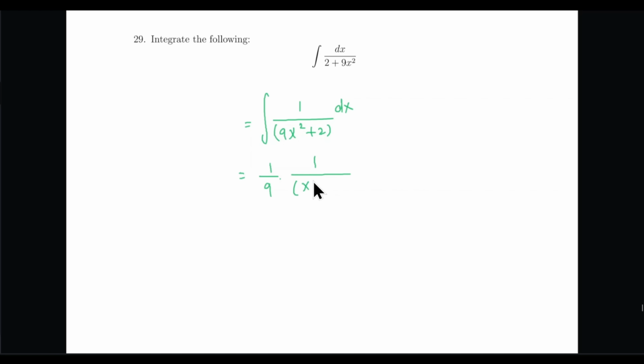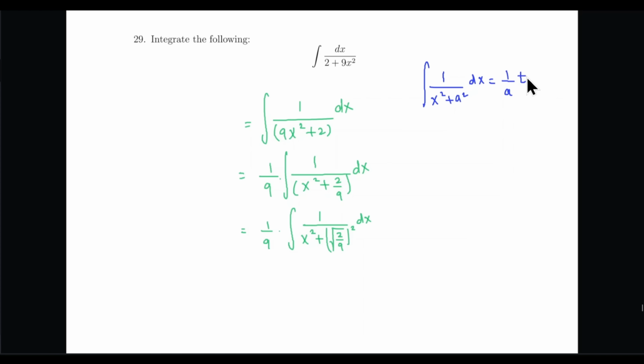So I'm left with integral of 1 over x squared plus 2 over 9 dx, and obviously 1 over 9 is thrown outside the integral. And this can now be written as 1 over x squared plus a squared. So a squared can be square root of 2 over 9 squared, right? And the formula that we are looking for is integration of 1 over x squared plus a squared dx is 1 over a tan inverse x over a plus c. That's the formula.